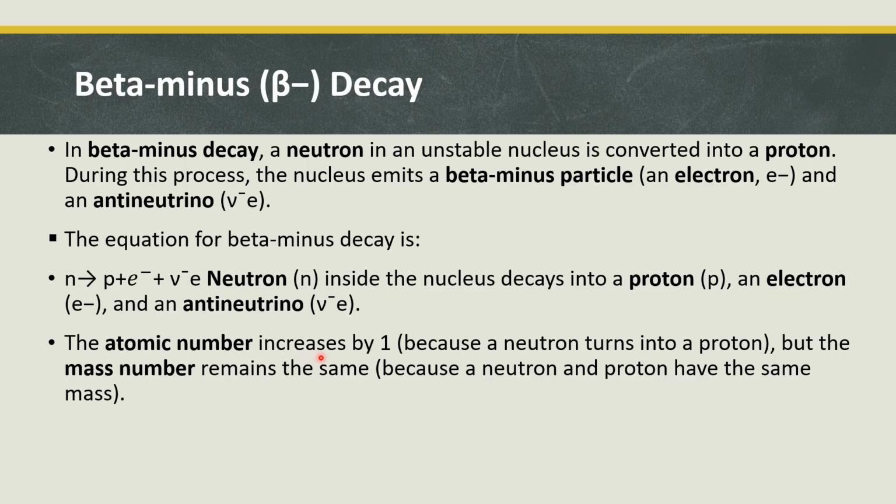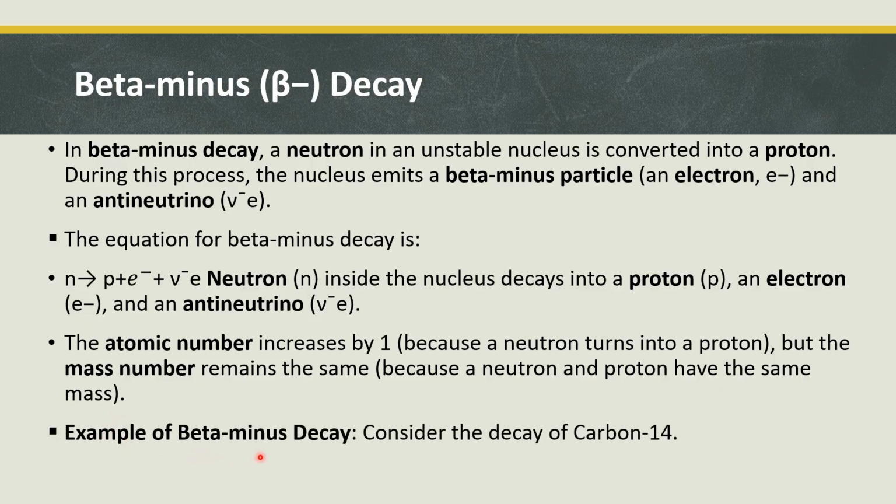The atomic number increases by 1 because a neutron is converted into a proton, but the mass number remains the same because neutron and proton have nearly the same mass. Okay, so an example of beta minus decay: consider carbon-14. The parent is carbon 6, 14 and the daughter is nitrogen 7, 14 plus electron plus antineutrino. This type of decay is beta minus decay.